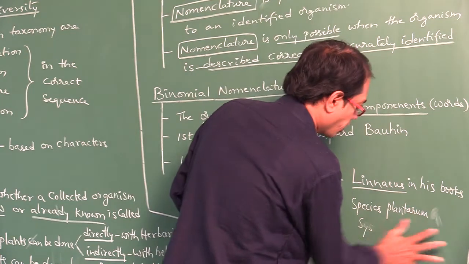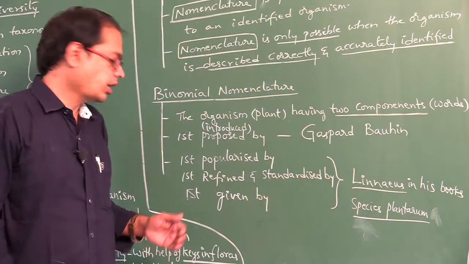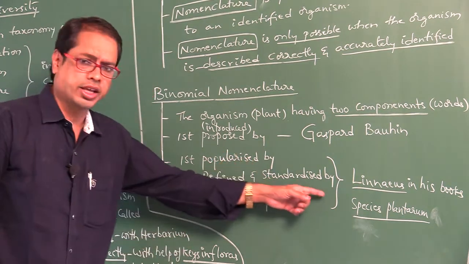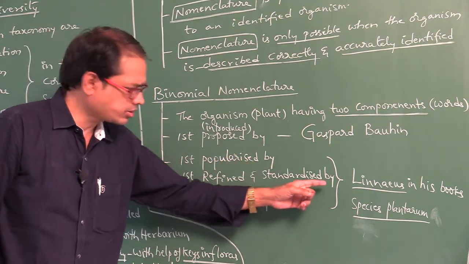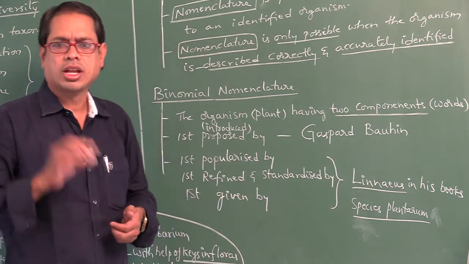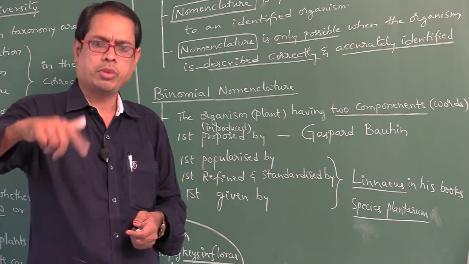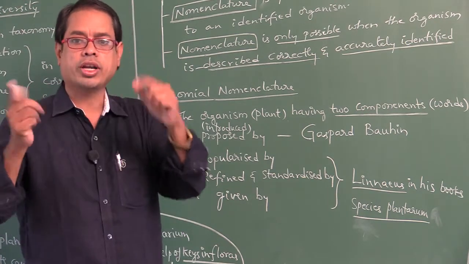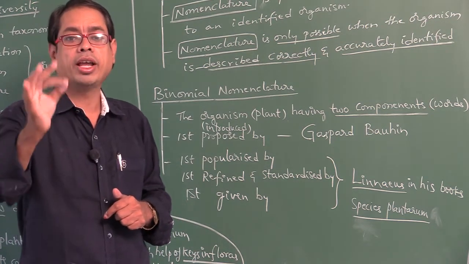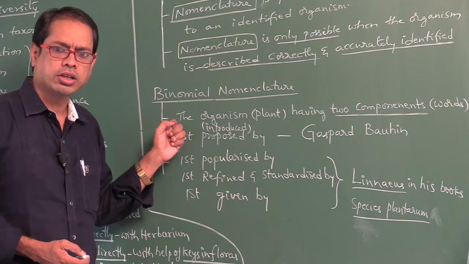So this binomial nomenclature was popularized, refined and standardized by Linnaeus. How was it popularized? Linnaeus wrote a book called Species Plantarum. That book was read by all the other scientists. Then they noted that the plant should possess two scientific names, which is so-called binomial nomenclature.